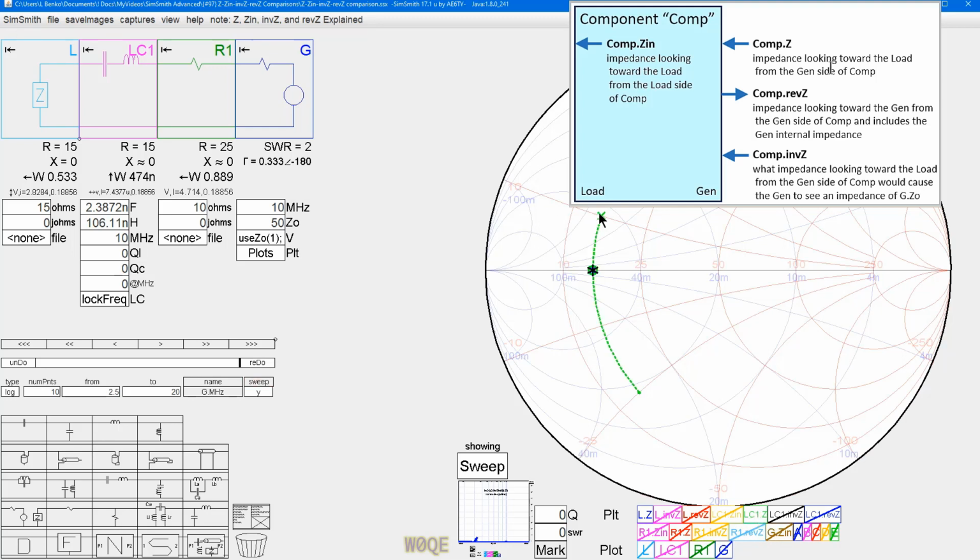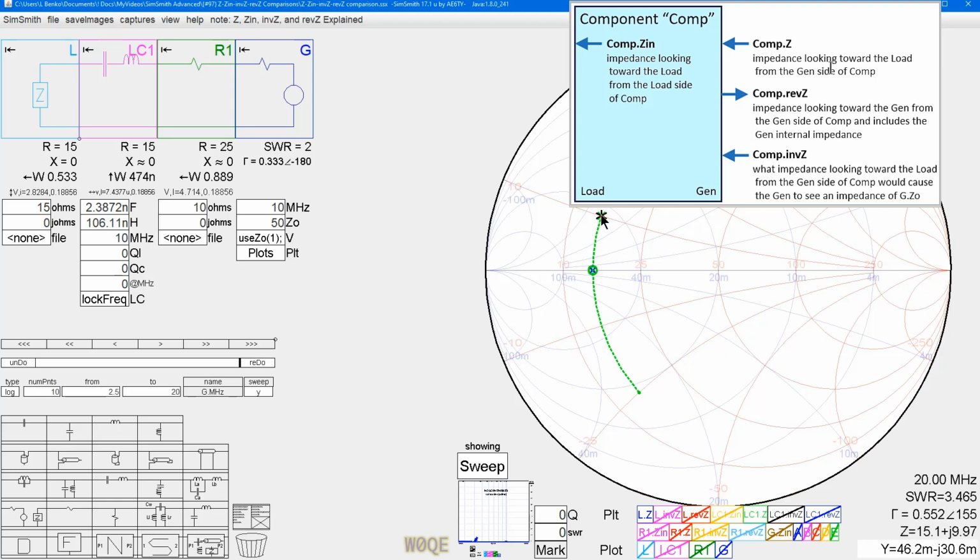LC1.Z is now a swept value. The reason it's swept is we're sweeping the frequency from 2.5 to 20 megahertz. This LC circuit at 10 megahertz, which is where the green circle is, is 0 ohms here, which means we still see 15 ohms if we were here looking left.